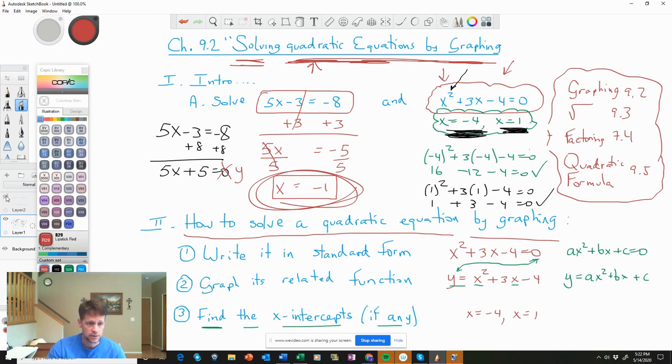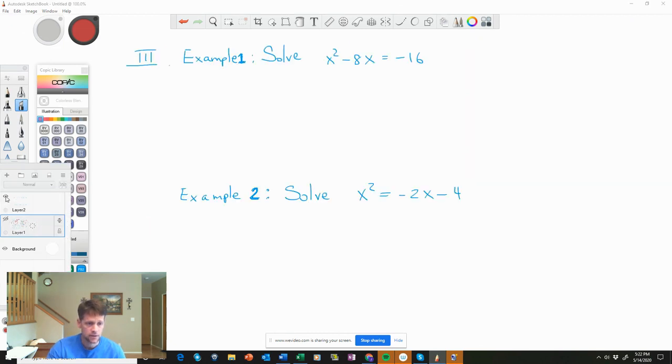So let's do two examples, and let's try this out. You're welcome to use Desmos for this if you'd like. I know that you can graph them by hand, but to save time, if you'd like to use Desmos, go ahead. It's 2020. We have Desmos. Let's use it. So let's do a few more examples, and let's follow those 3 steps that we just wrote down. Step 1, write in standard form.